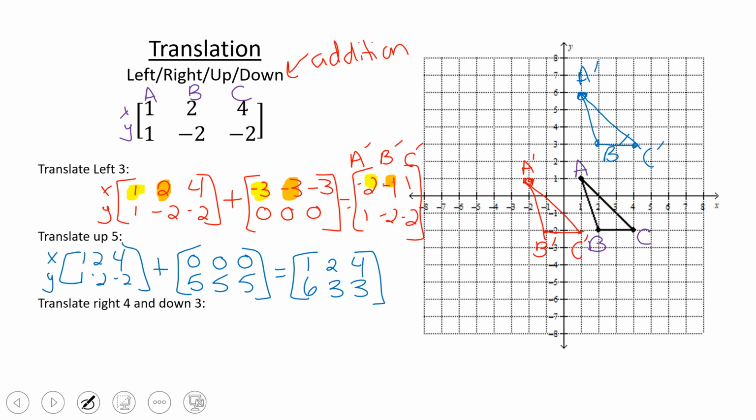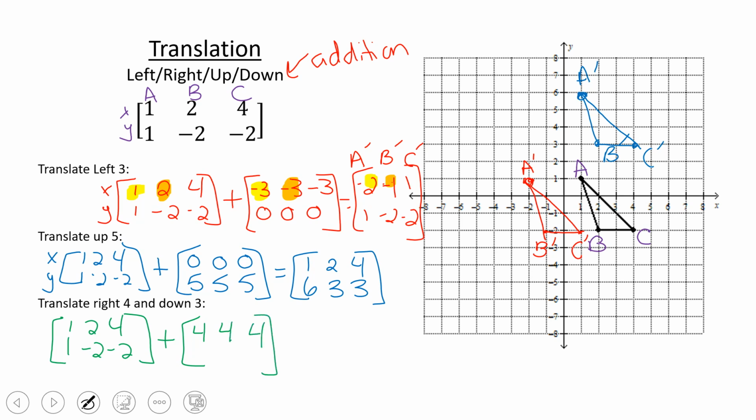Now for this next one, let's try to do the matrix first and then we'll graph it and check it. So if I take my original matrix and I want to make it move right 4 and down 3. Well, right 4 would affect the x's and they would all increase by 4.